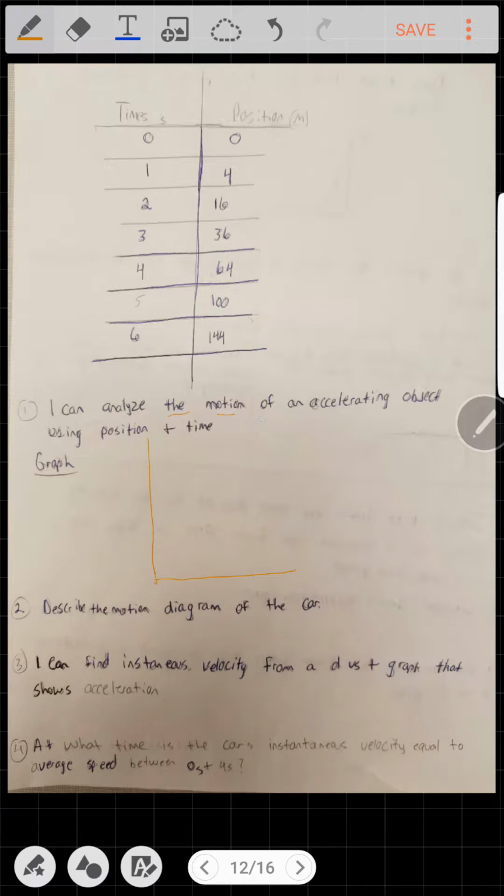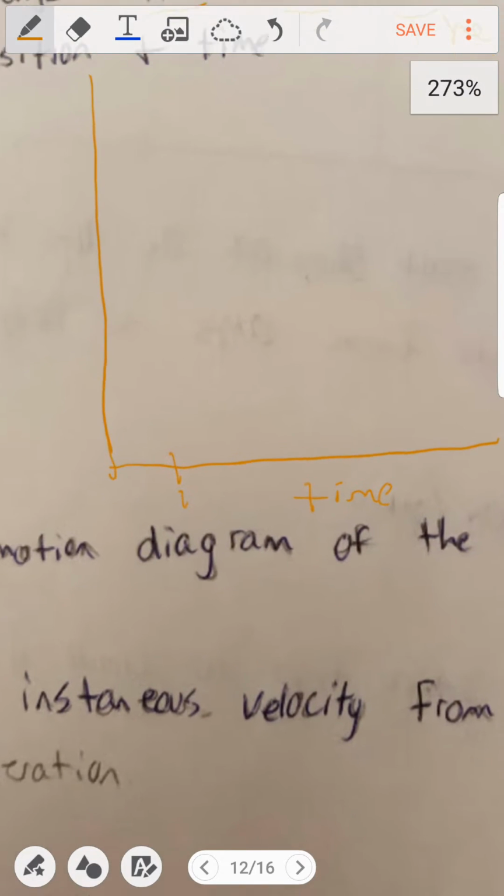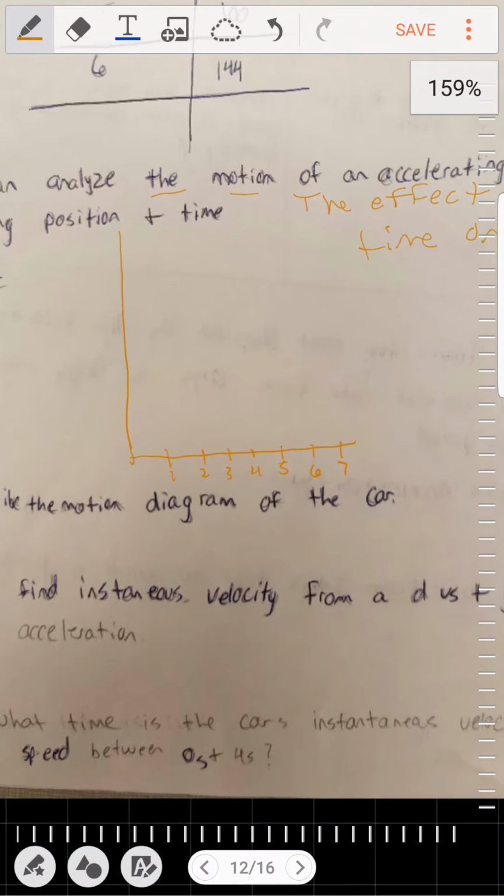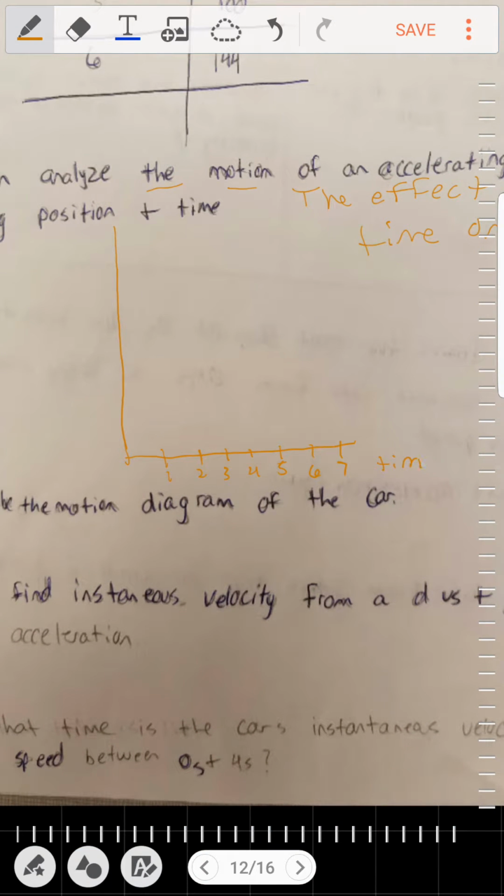So this is going to be the effect of time on position. Remember, that's how we do this. We did this independent over the dependent. So this is going to be time. It's going to be in seconds, right? And so I'm going to go 1, 2, 3, 4, 5, 6, 7. Now it probably wasn't drawn to scale, but on your test you'll have that. So this is time in seconds.